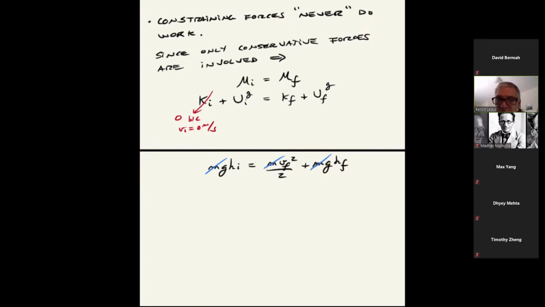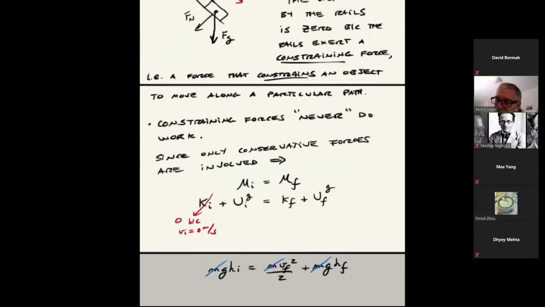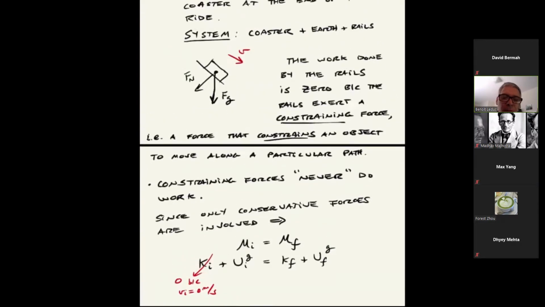I think you put the arrow for the normal force in the wrong direction. No, it doesn't matter. I could have put it here or here. It doesn't really matter.